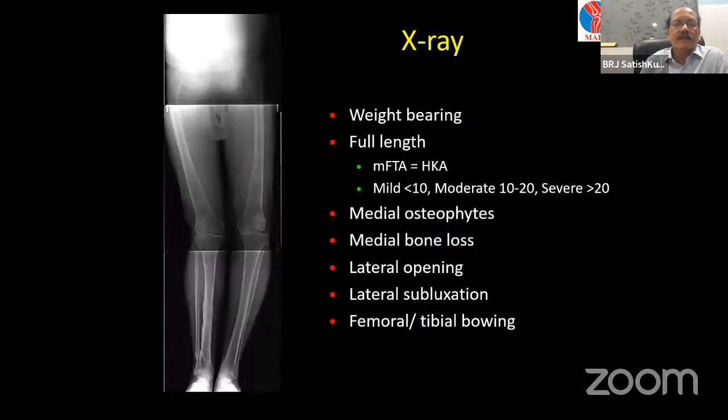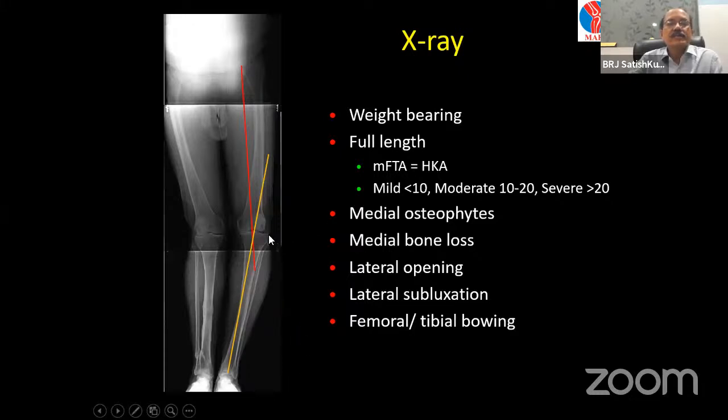And X-ray, you take weight-bearing X-rays, and we can take a full-length X-ray, and you see what is the mechanical femorotibial angle, otherwise the hip, knee, ankle axis, and see the quantity of the varus deformity. We also need to see the medial osteophytes, medial bone loss, lateral opening, lateral subluxation, and any associated femorotibial bowing. This lateral opening and lateral subluxation suggests that laterally the structures are loose.